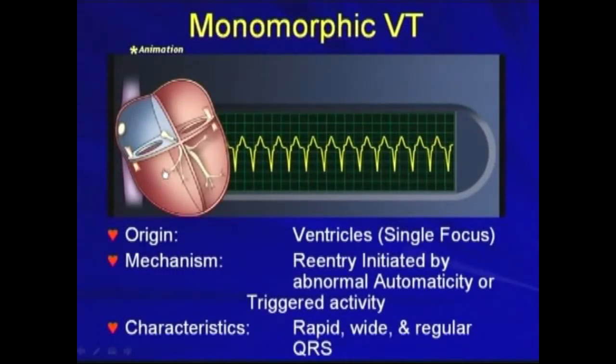Here is an example of monomorphic VTAC. The origin is from the ventricles. Here is a single focus. Why? Because it's monomorphic in morphology. It's a re-entry initiated by abnormal automaticity or triggered activity. It's usually a rapid, wide, and regular QRS complex.